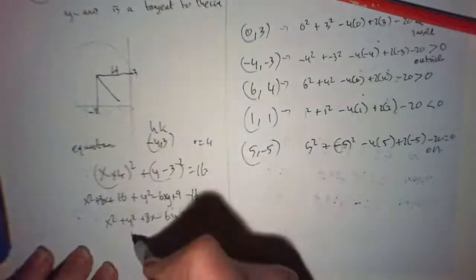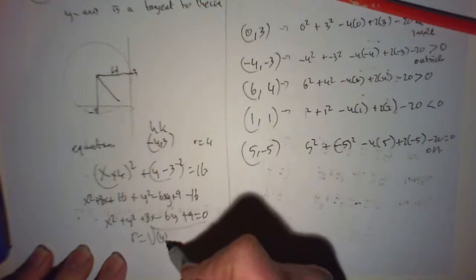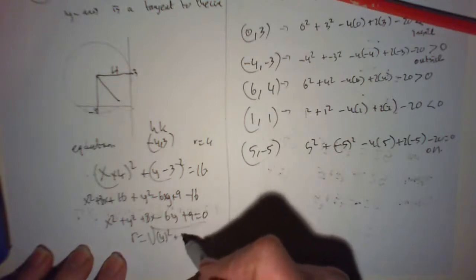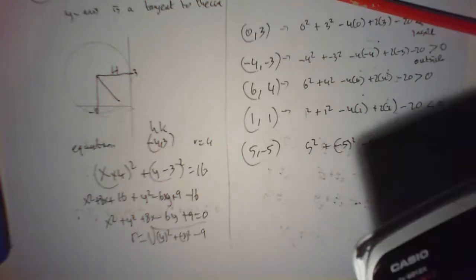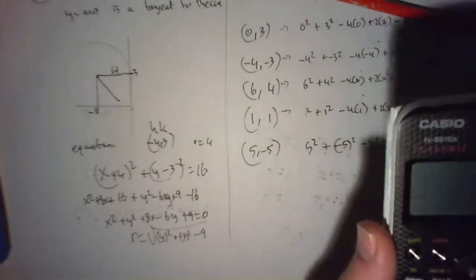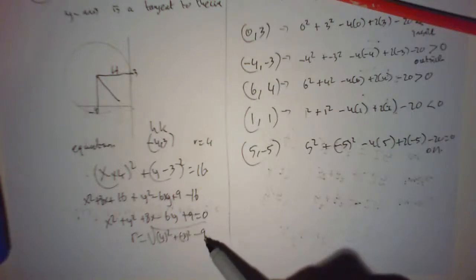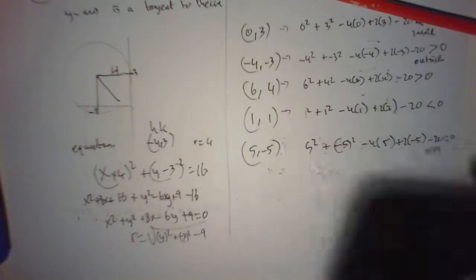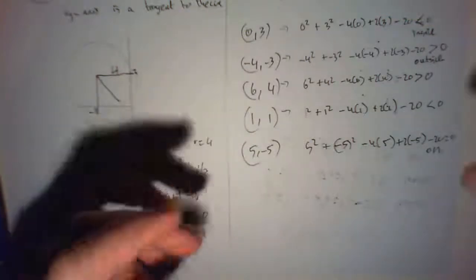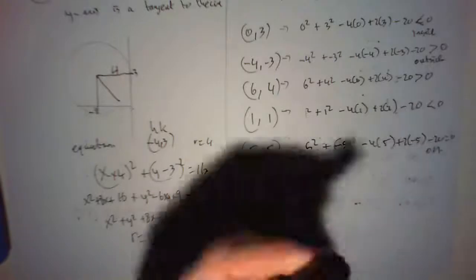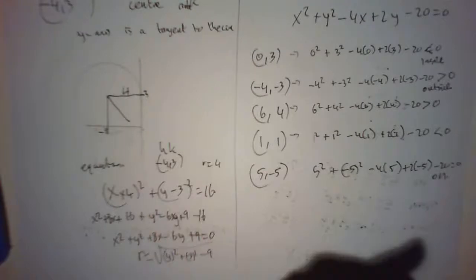Now, let's see what we get for the radius. The radius should be the square root of 4 squared plus minus 3 squared minus 9. So the 4 squared is 16, plus 9 is 25, minus 9 is 16, square root of 16 is 4. Bing, bang, boom. So there's a nice little introduction into the world of the general formula, and some pretty cool, nifty little things you can do with it.